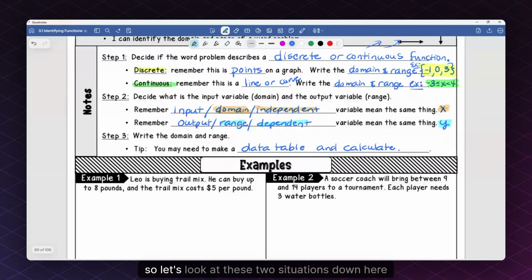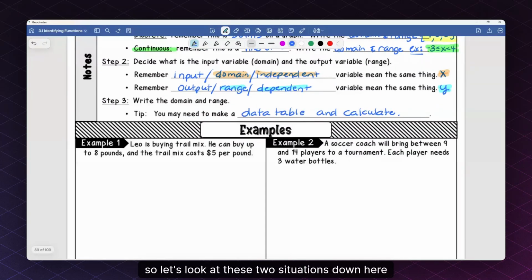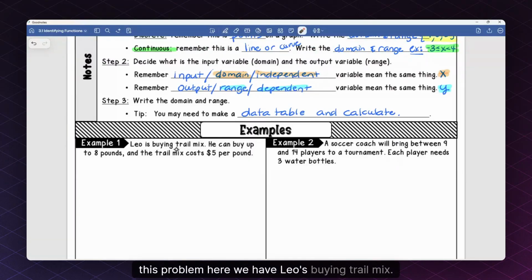Okay, so let's look at these two situations down here and let's figure out, first off, if they're discrete or continuous. So this problem here, we have Leo buying trail mix. He can buy up to 8 pounds, and trail mix costs $5 per pound. So the first thing I want you to think of is, can I buy a partial pound of trail mix? Like, can I buy 0.1 pounds or 2.2 pounds? And the answer is yes.